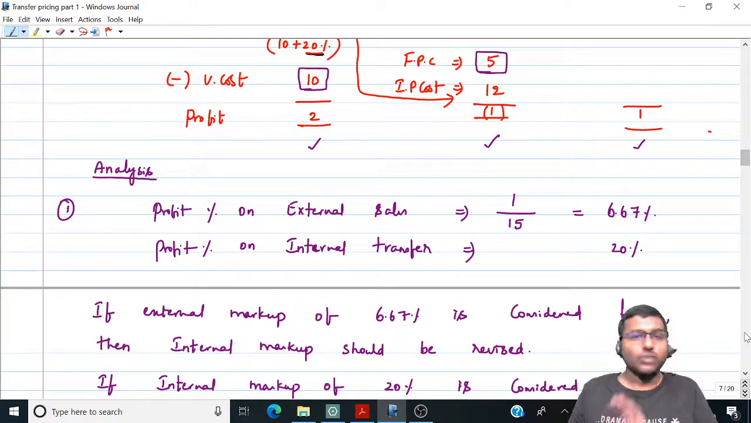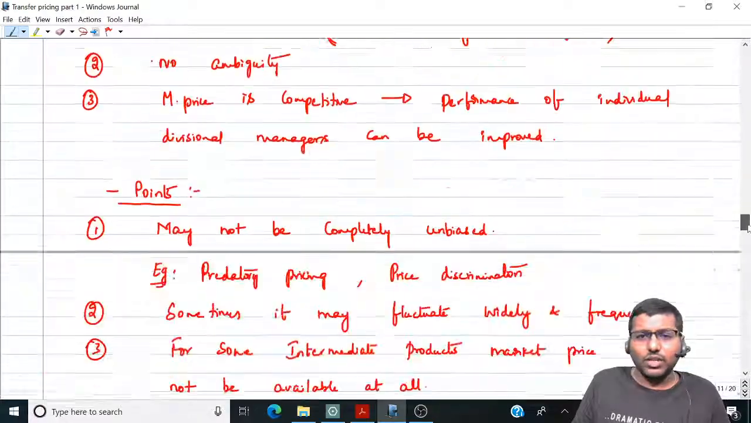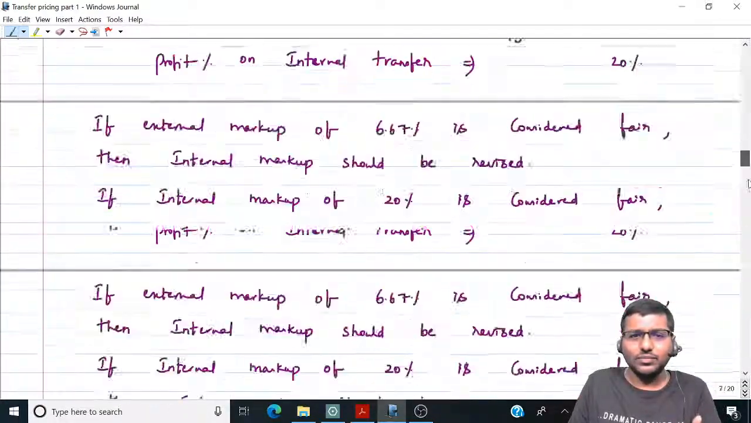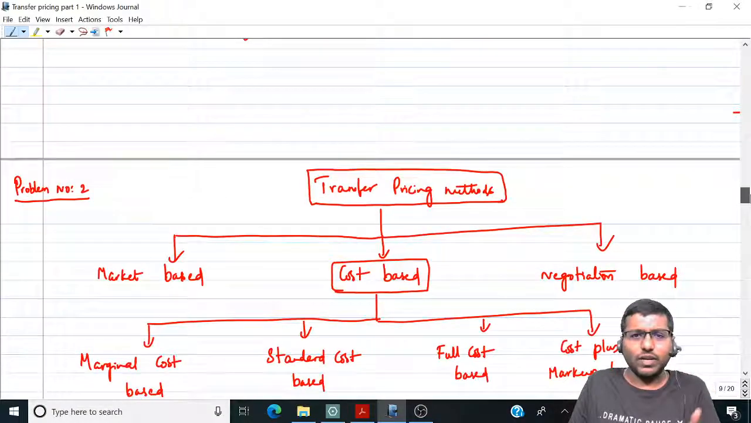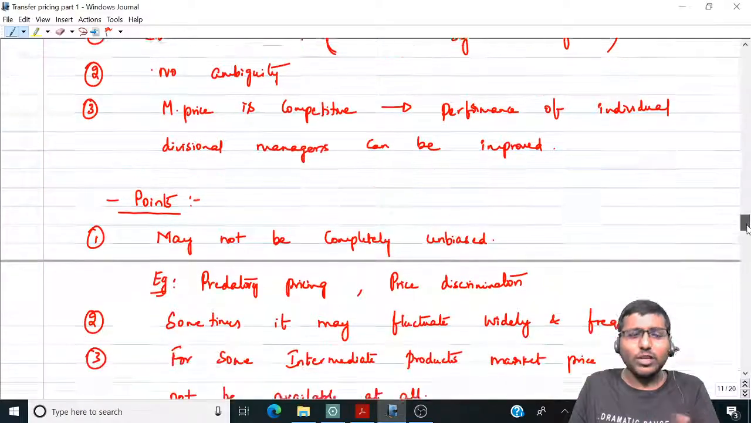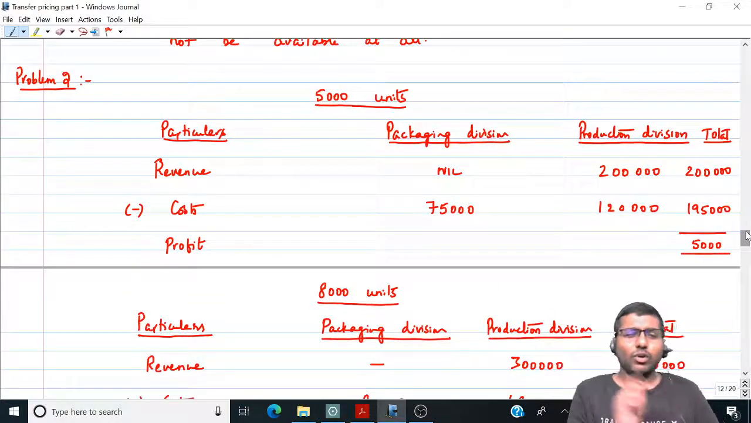That is the purpose. You got it? Anyway, we'll see that shortly. Another important thing I wanted to tell you guys is, of course, you have to learn all these things, the different transfer pricing methods. I told you that this is priority number 1. So understand the plus points and minus points of each transfer pricing method. That is very important. Now I want to tell you one important thing.